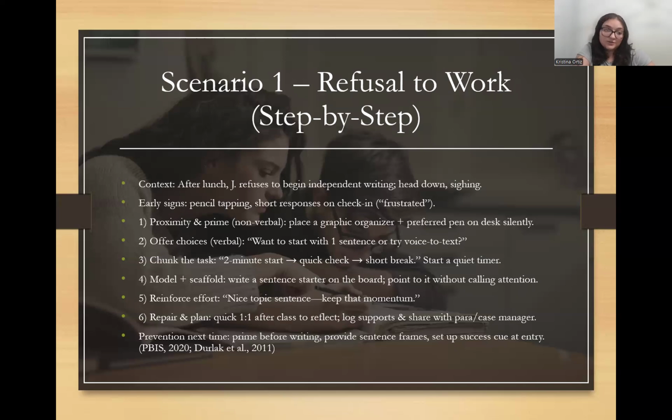So, research from this that I found, prevention for next time: prime before writing. Provide sentence frames, set up a success cue at entry. And that was from PBIS.